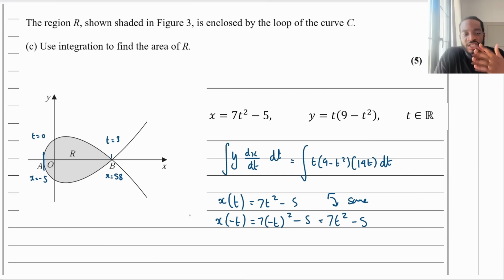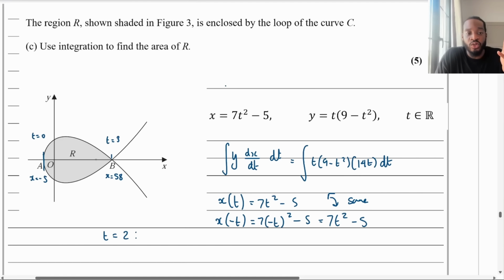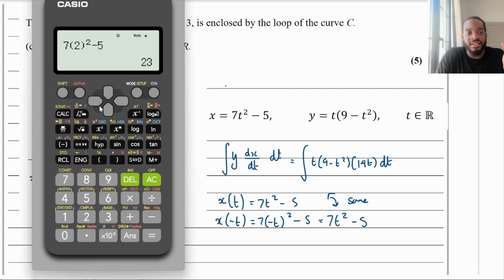So for example, let's say we chose t equals 2. What would we get when we plugged t equals 2 into x? We get the same value out, so let's just do it. 7 times 2 squared minus 5 will give us 23. So when t equals 2, x equals 23, this is 23 right here. What value of y is that? And just to be on the safe side, let me plug in minus 2 and show that we get that as well, 23. So t equals plus or minus 2 gives 23.